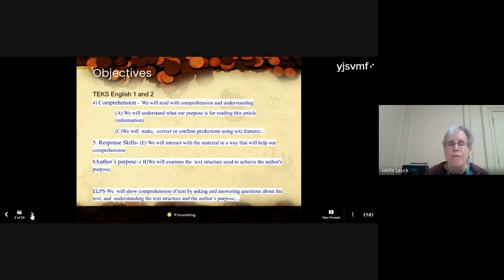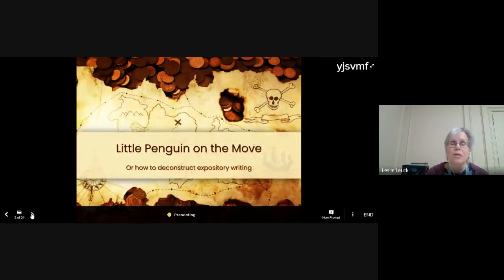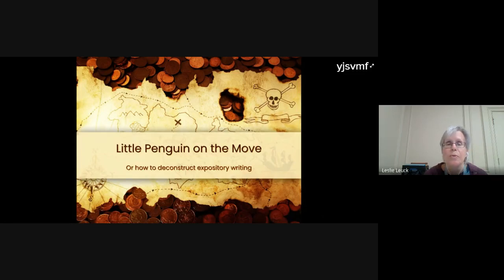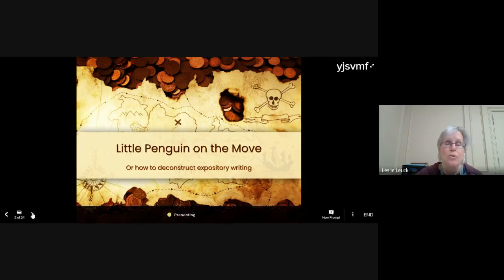You want more information. Okay, so the name of this lesson is Little Penguin on the Move, or How to Deconstruct Expository Writing. So we will talk about it. I did include slides with information with the actual text, which I will read. I tried to keep them short, and I did cut a portion of the text out so that it wouldn't be too long.